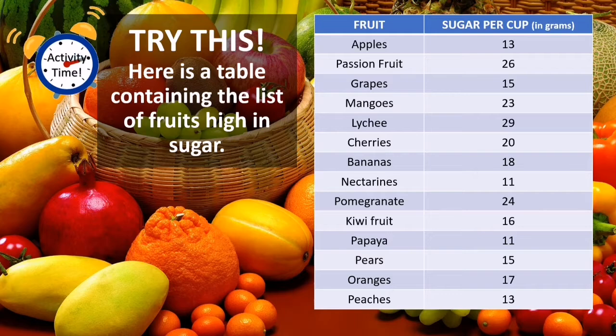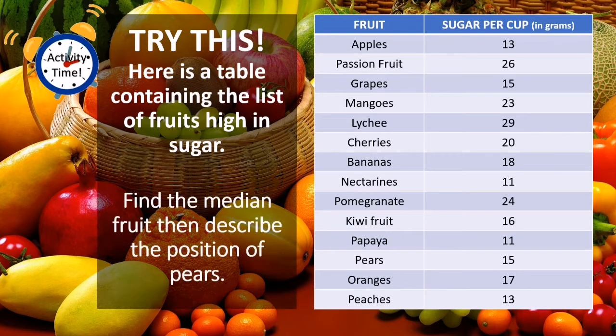This time, you are going to apply the concept of a median with this activity. Here is a table containing the list of fruits high in sugar. What you're going to do is to find the median fruit, then describe the position of peers. If you have the answer to this activity, just comment or kindly give your answer to your teacher through the FB Messenger.